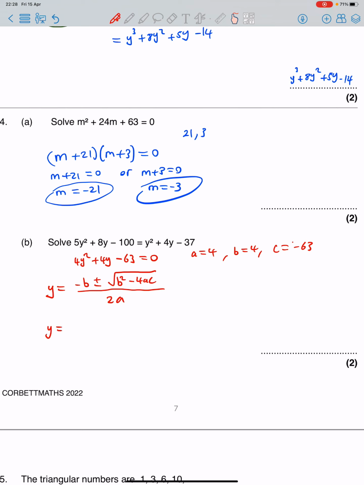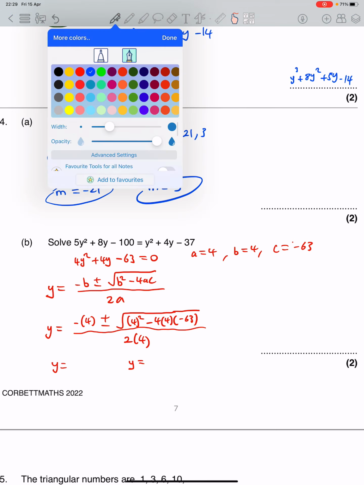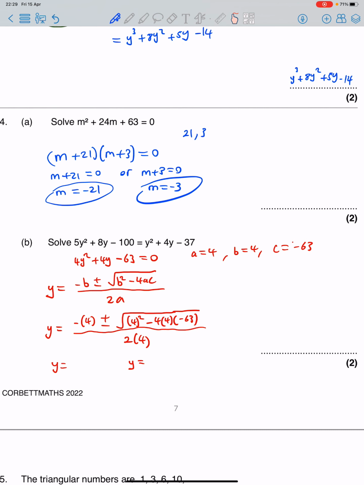So y equals minus, I'm going to put all my substitutions in brackets, plus or minus the square root of b squared, so that's 4 squared, minus 4 times a, which is 4, times c, which is minus 63. Putting it like this, because you can put this straight into the calculator, all over 2a, so 2 lots of 4. And I'm going to get two answers. So I'm just going to write that in the calculator and see what happens.